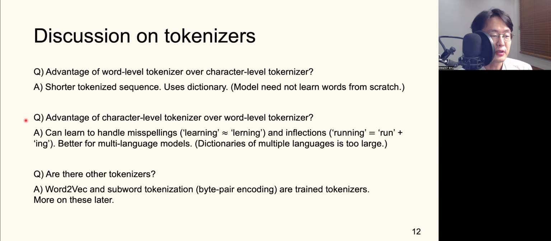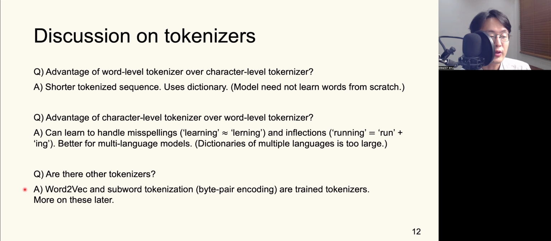What's an advantage of a character level tokenizer over a word level tokenizer? Well, a character level tokenizer can learn to handle misspellings and inflections. It's also much better for multi-language models, because the size of the dictionary for just the English language is actually quite manageable in the modern era with our large amount of compute power. But if you are considering 30 or 100 distinct languages and you want to put the dictionaries all together, the collection of all dictionary entries in all of these multiple languages turns out to be a bit too large.